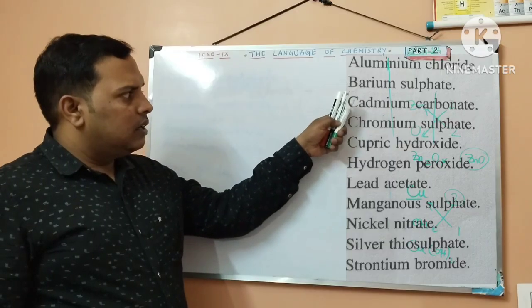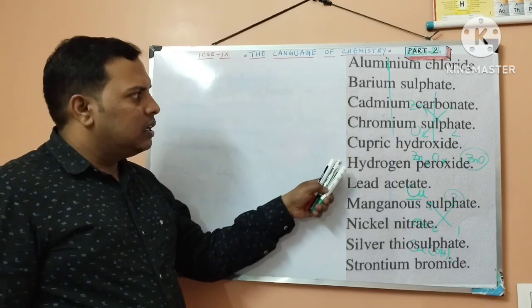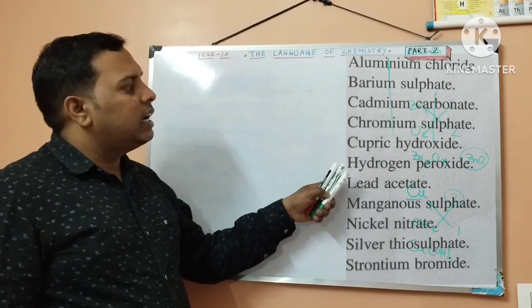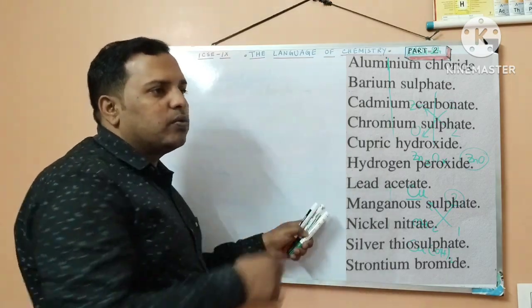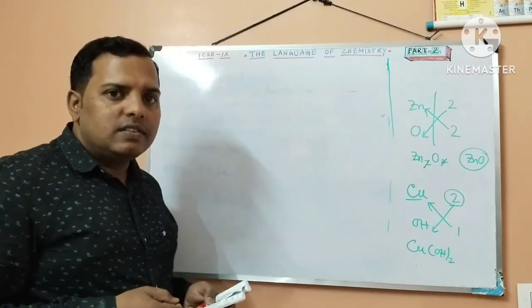You can see one page over here. In this page, it is given to write the formula of the following. So you have to do this kind of way and write those formulas. That is your homework. You practice this.